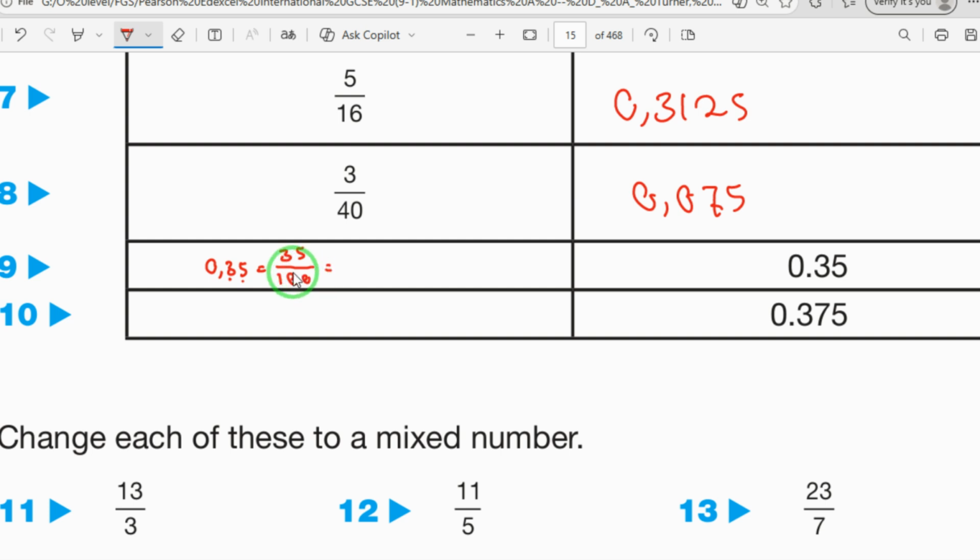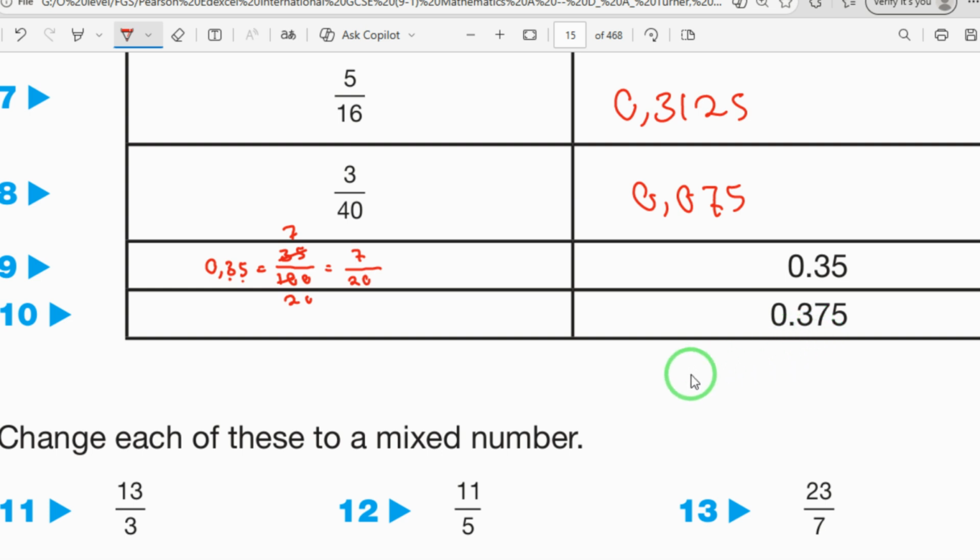To simplify, it's divisible by 5. We divide by 5. 35 divided by 5 gives us 7. 7 times 5 is 35. 2 times 5 is 10, and we add 0, so 100 divided by 5 is 20. The answer is 7 over 20.